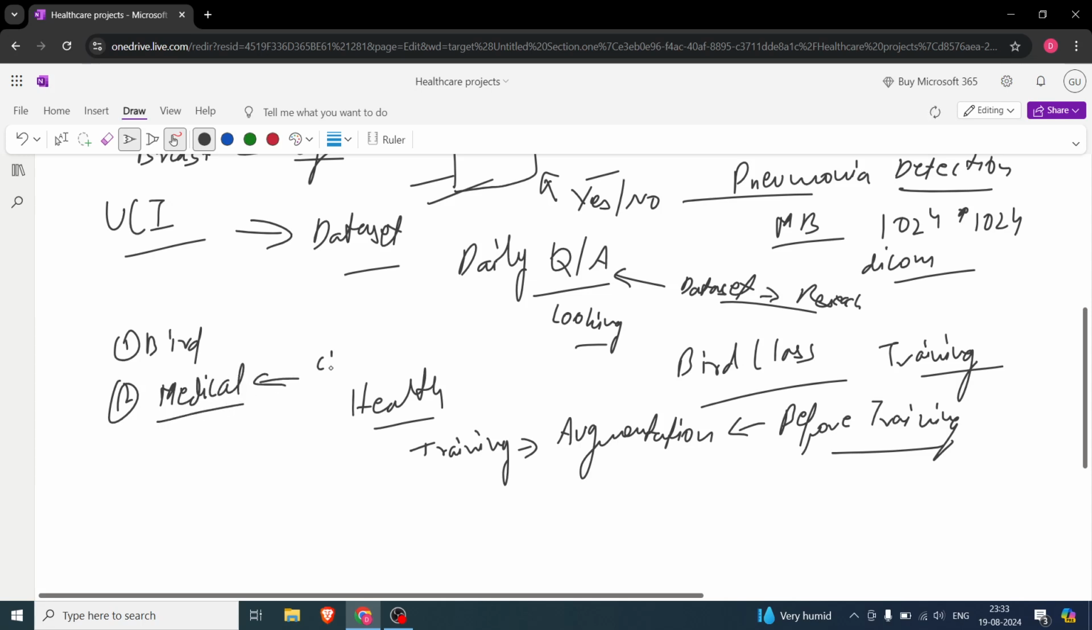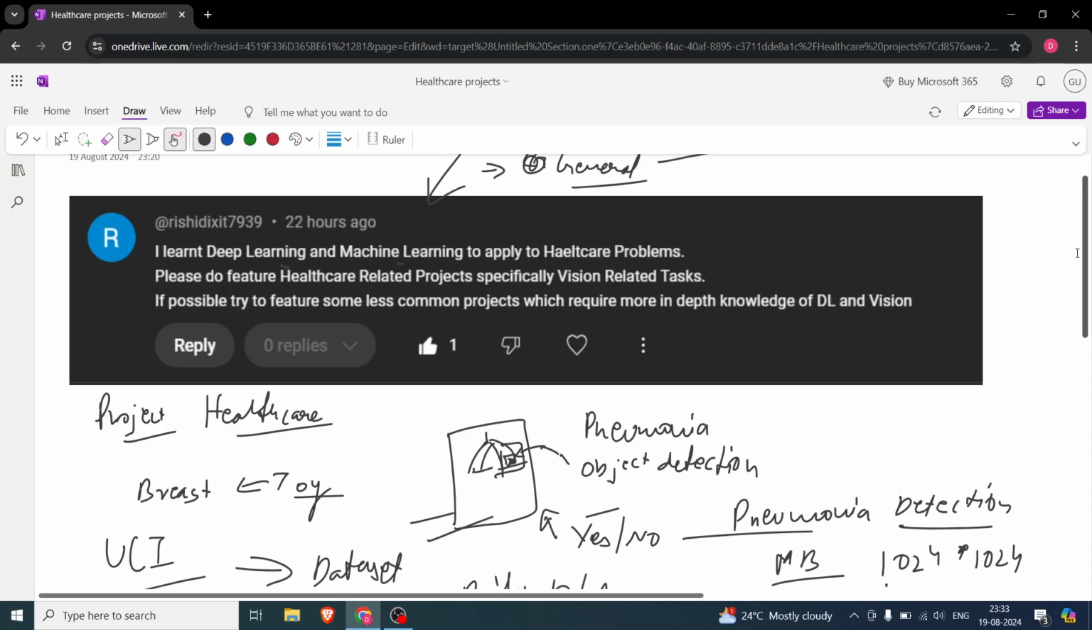Whether you can do classification, or I would much rather try this kind of object detection type of problem, so that we are able to cover a lot when it comes to this particular domain. If possible, try to feature some less common projects. What do you mean by less common projects?